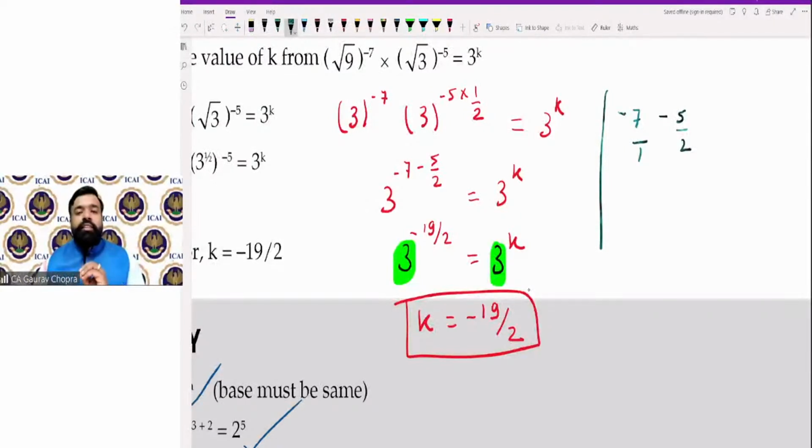Some of the people have applied addendo, adding the numerator and adding the denominator. No, that will not be the case here. So you have to take the LCM. It will become minus 14 and then minus 5. So the result is minus 19 upon 2. All right. Not minus 12 by 2.